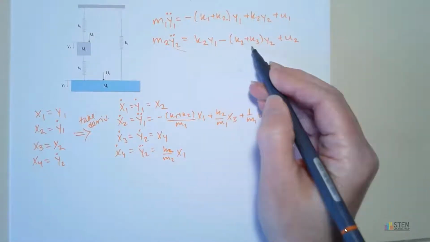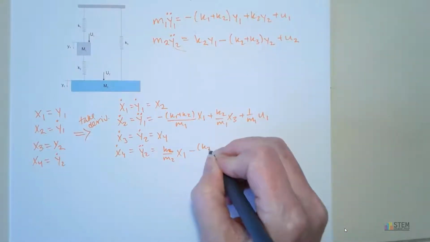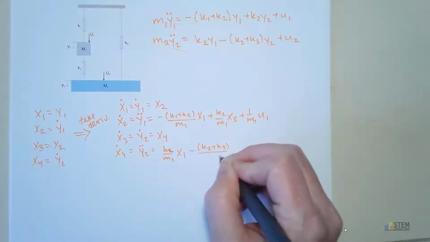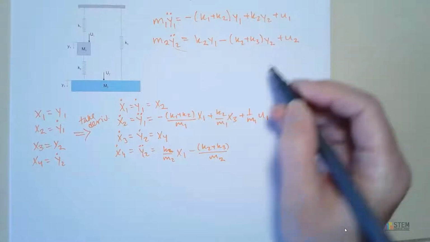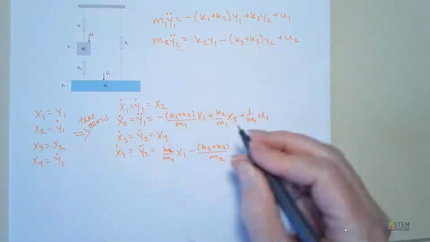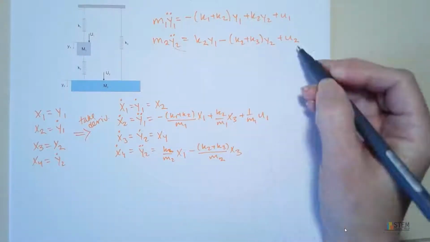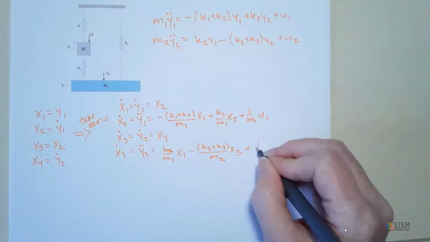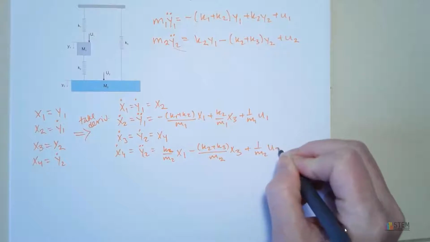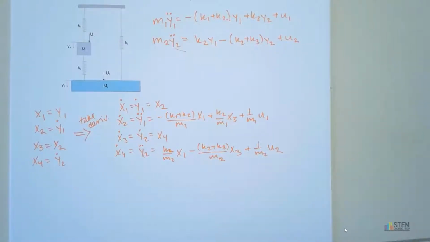Then we have this minus term here, so minus k2 plus k3, put that over m2. It's multiplied by y2, so I want to replace that with x3. And then finally we have this u2 term. So that's going to be plus 1 over m2 times u2. Now we're done with the hard part.